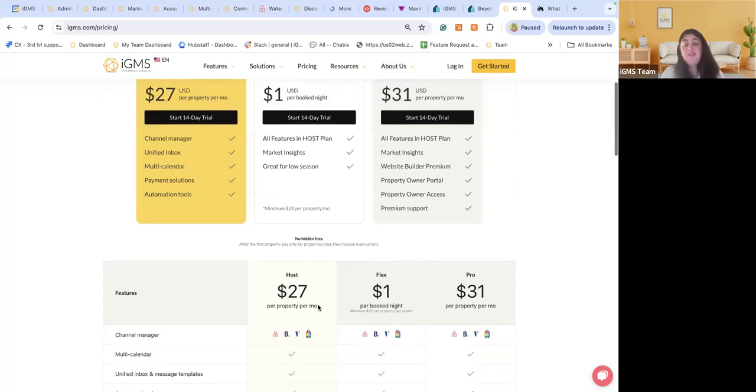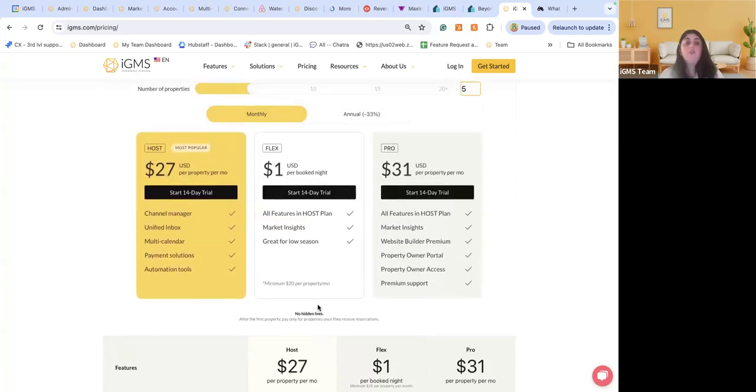Also with iGMS, the setup is completely free of charge. So you don't pay anything for us to help you get started. We can have a Zoom call and get you started with iGMS. And of course, you have a 14-day free trial where you'll be able to experience all of the features that iGMS has to offer.